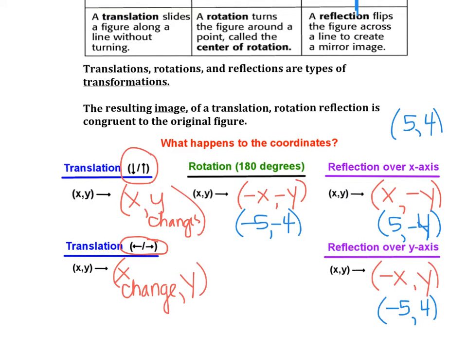And then a translation, a slide. Let's say I wanted it to slide to the right 2 places. So my x would change. It would now be 7, because I said 2 places, but my y would stay the same. And let's say if I wanted it to change 2 on the y, my x would stay the same, but I want it going up 2, that would be up 2 on the 6. So let's practice these.